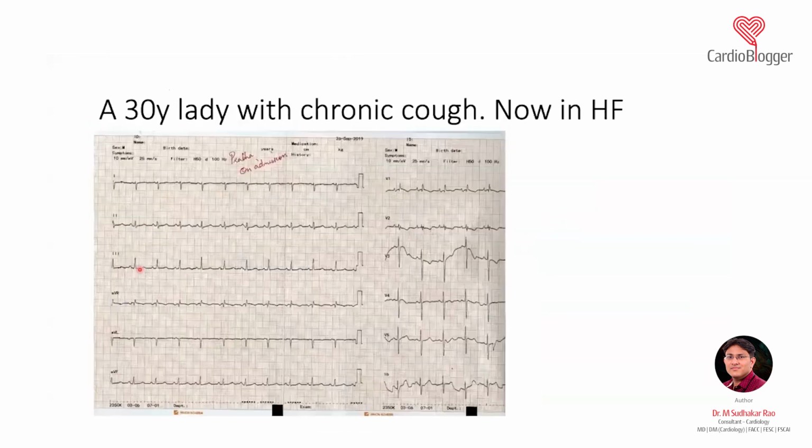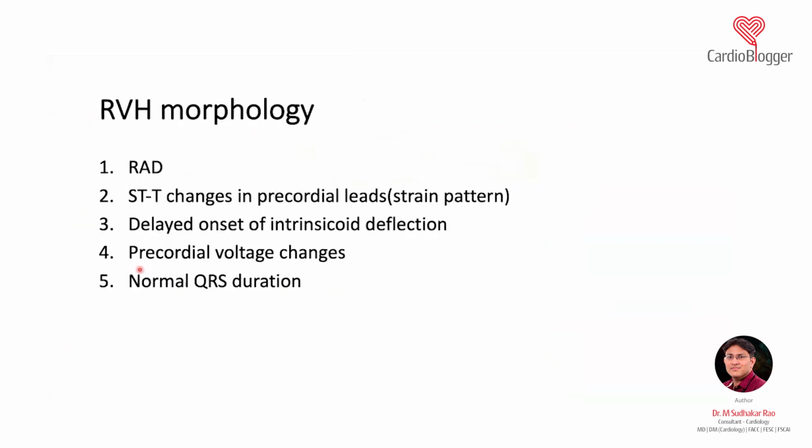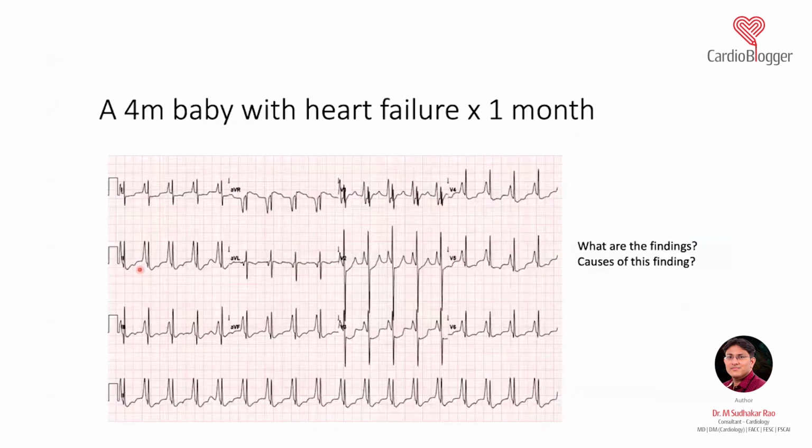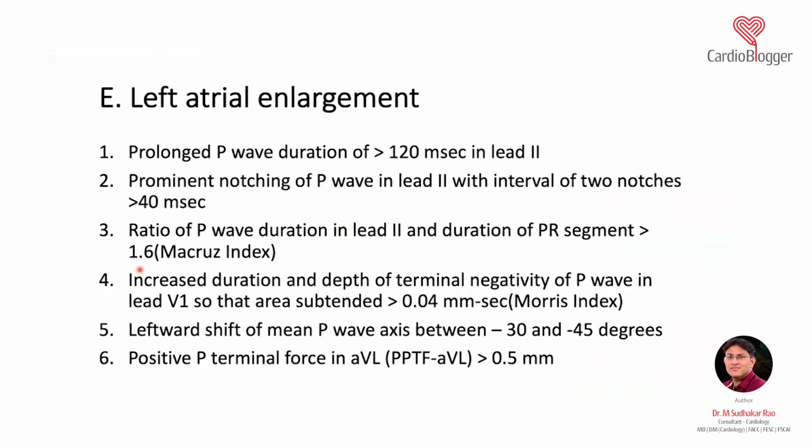So let's go and discuss it with a good ECG. Let's come to left atrial enlargement. Now, the easier one I have told you, the Morris index. I have again and again emphasized the Morris index through that ECG. And the Macruch index is the ratio of P wave duration in lead 2 divided by the duration of the PR segment. If the cutoff is more than 1.6, it suggests left atrial enlargement.